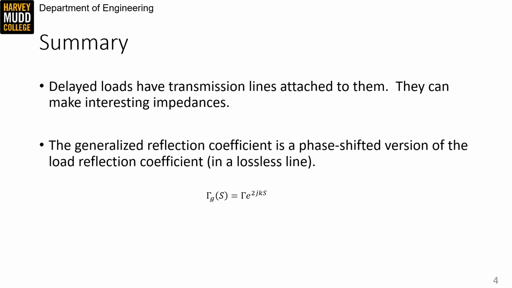In summary, delayed loads have transmission lines attached to them, and they can make interesting impedances. And the generalized reflection coefficient is a phase-shifted version of the load reflection coefficient in a lossless transmission line, and it's given by this formula at the bottom of the page.